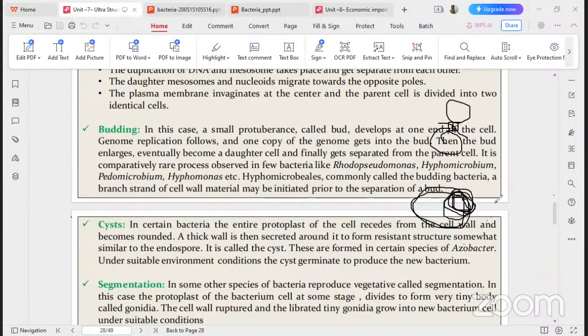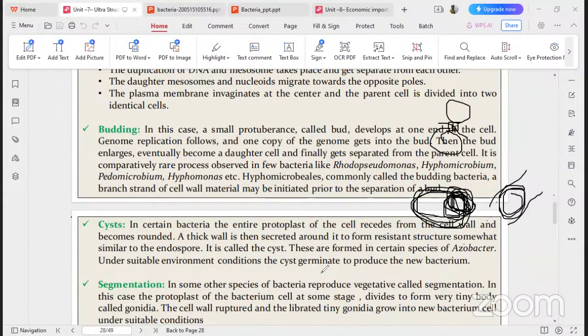It is similar to endospores, but in endospores the cytoplasm and genetic material form the spore inside. Here, the whole bacterium forms as a cyst, and the outer cell wall forms a thick coating.